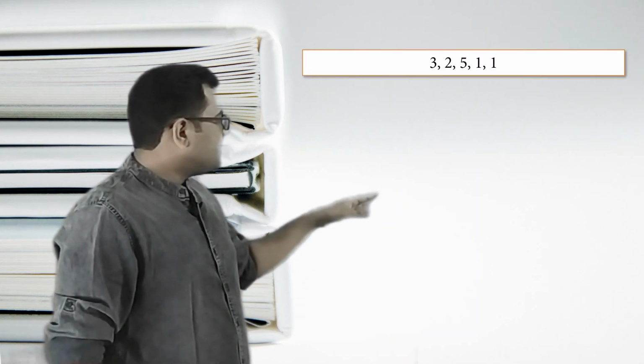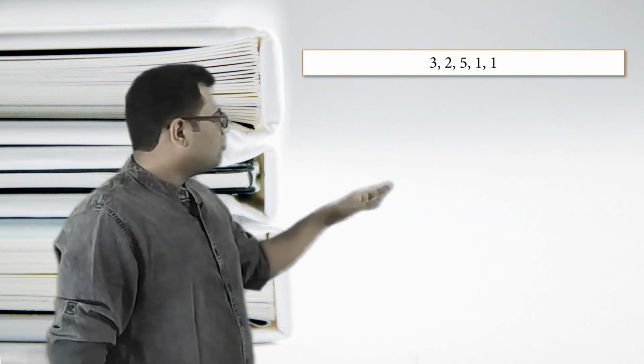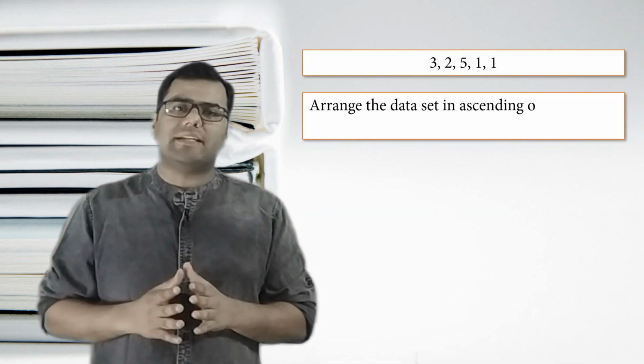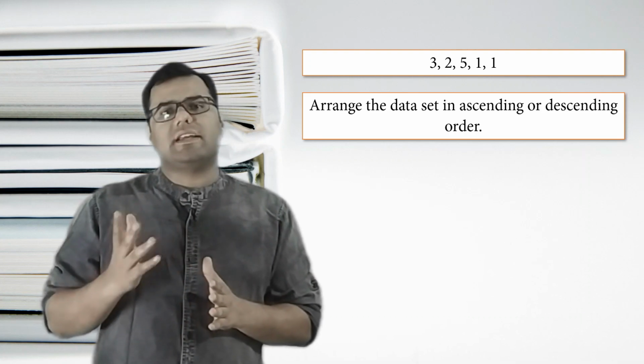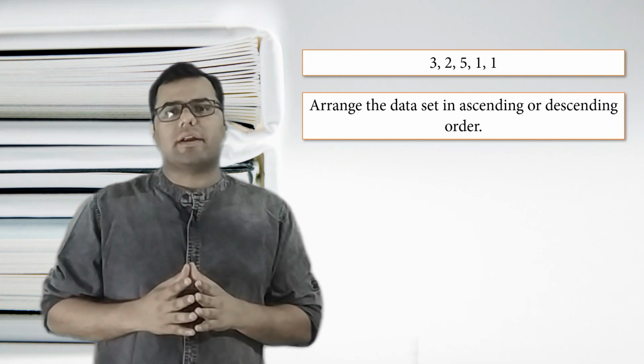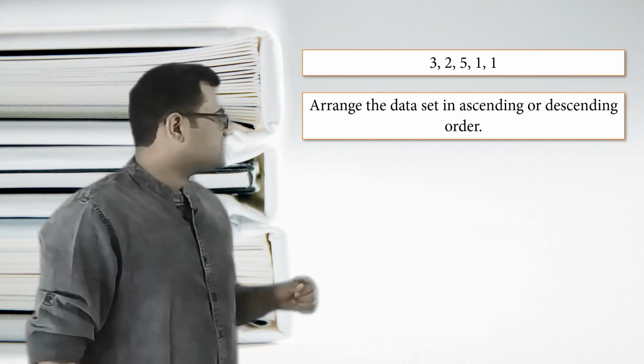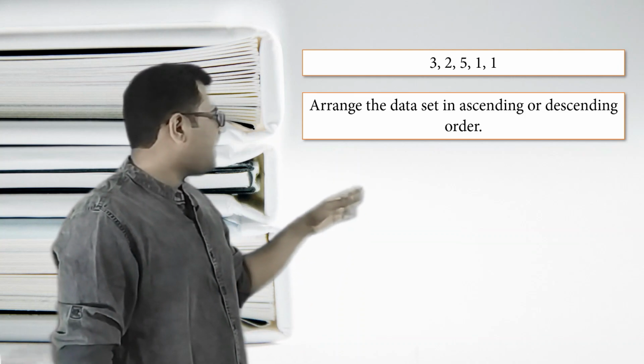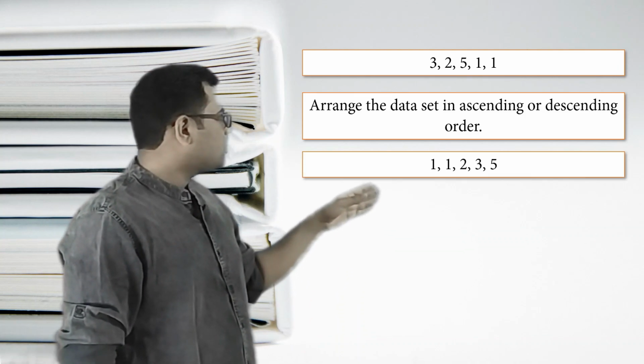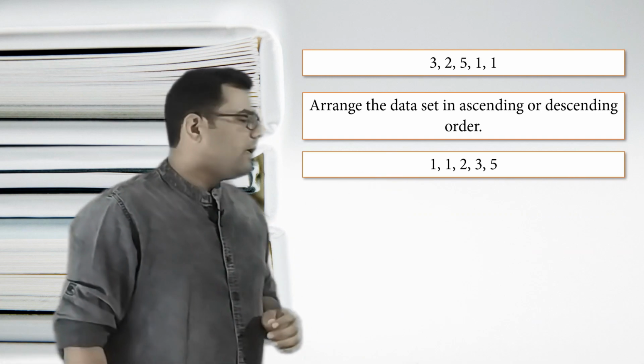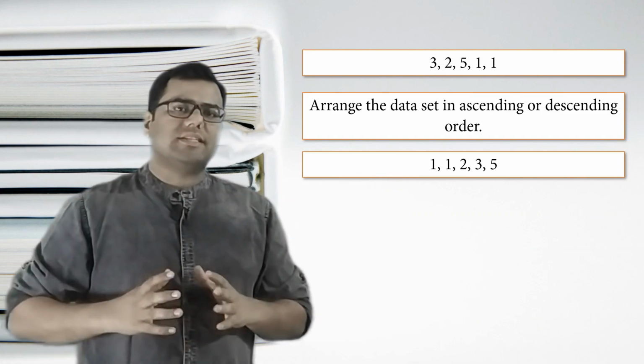Let me explain it through one example. The data set again is the same: 3, 2, 5, 1 and 1. However, when you want to know the middle value of this data set, we have to ensure that we arrange it, either in ascending order or in descending order. I have arranged this data set in ascending order and I have 1, 1, 2, 3, 5.